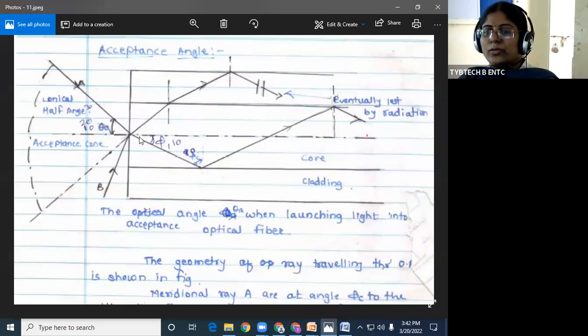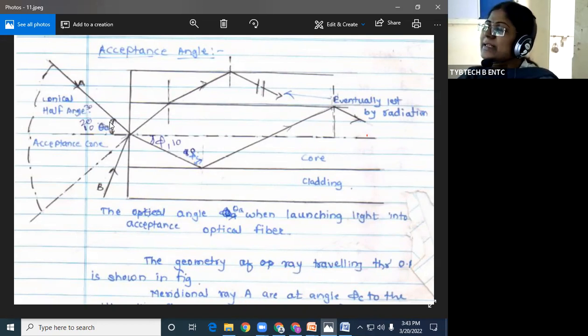बघा आता इथं एअर कोर इंटरफेस आहे, इथं कुठला होता, कोर क्लॅडिंग होता, but this is air and this is core. त्यामुळं हा लाईट रे कुठून कुठे एंटर करतोय, पहिला मीडिया कुठला आहे ह्याचा, स्टार्टिंगचा एअर. 90% we are considering this area as air only.